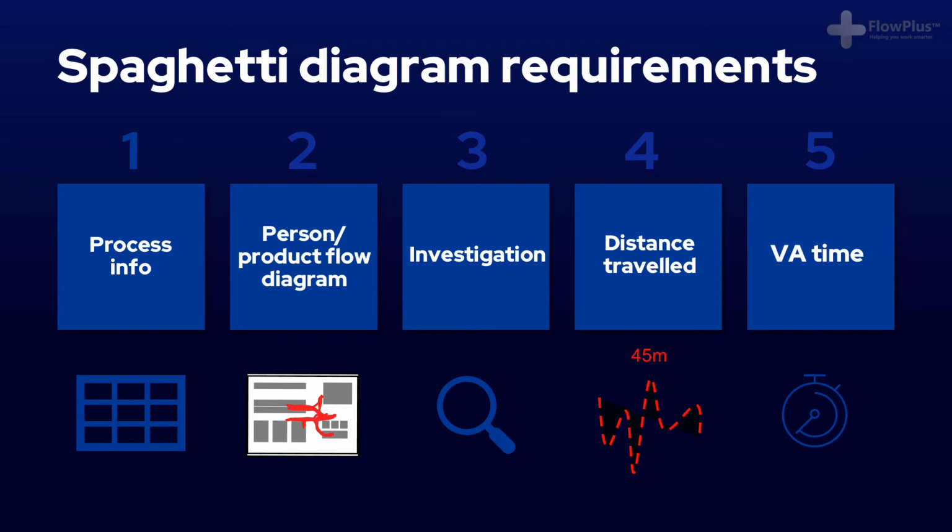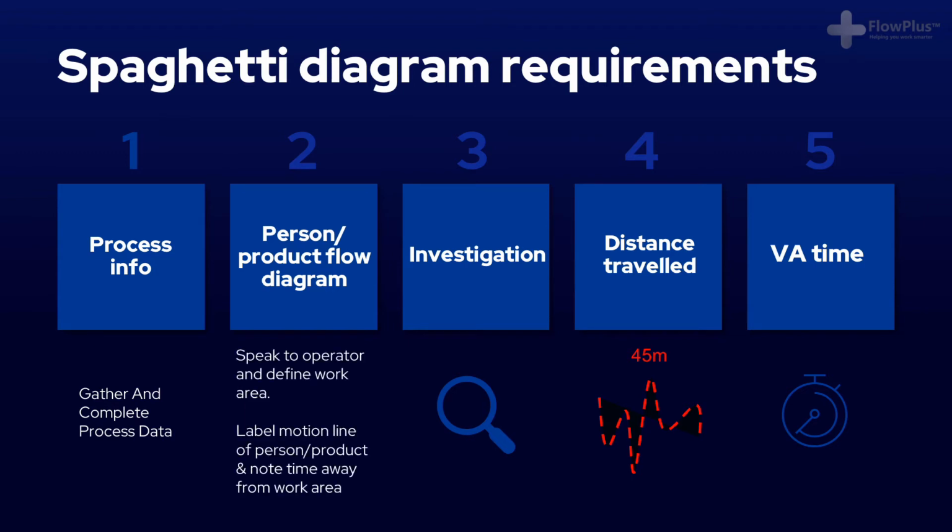To quickly summarize the 5 different steps of the spaghetti diagram, you first need to gather and complete the process data. You should then speak with the operator and let them know the purpose of the spaghetti diagram and define the work area with them. If you are going to use step counters for the distance travelled section, then now is a good time to give it to the operator and start the observation.